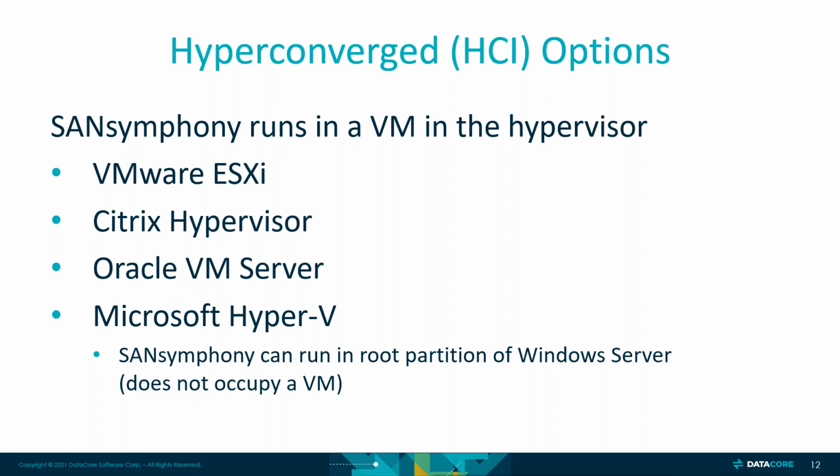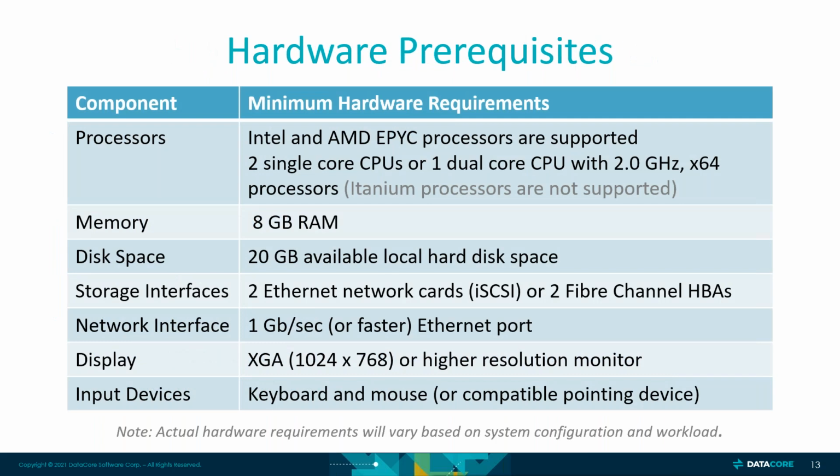In the hyperconverged world, SANsymphony is quite capable of running in different hypervisors. It does run as a VM, and VMware ESXi is among the top choices, as is Microsoft Hyper-V. We do see instances of this software running on Citrix and Oracle hypervisors. One point here is that when we run in the Microsoft Hyper-V space, we can run not only as a virtual machine, but also in the root partition of that Windows server. What that means is that you are not tying up one of those VMs from a licensing standpoint, so it may further reduce the cost of the system.